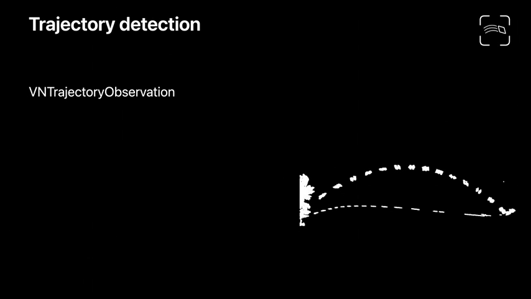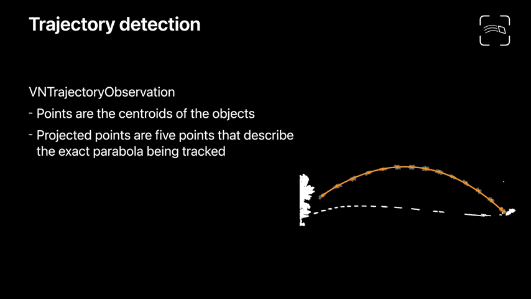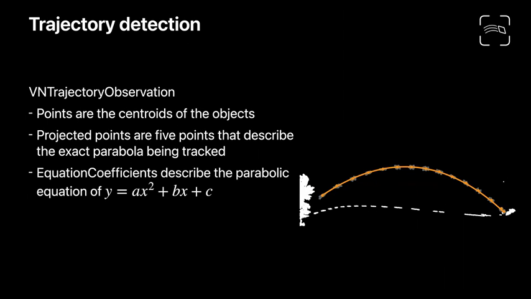Let's look a little bit more at the trajectory observation that we are getting back. So here I composited together all the frame differentials of the whole throw. What we are getting back are the points which are the centroids of these objects. Those are the detected points. On top of it, we also get the projected points. These are the 5 points that perfectly describe the parabola on which the object has traveled. In addition, we get the equation coefficients that describe the parabola, which is y equals ax squared plus bx plus c. Now, if I use these parts, I can go and create a nice smooth parabola for nice visualization.